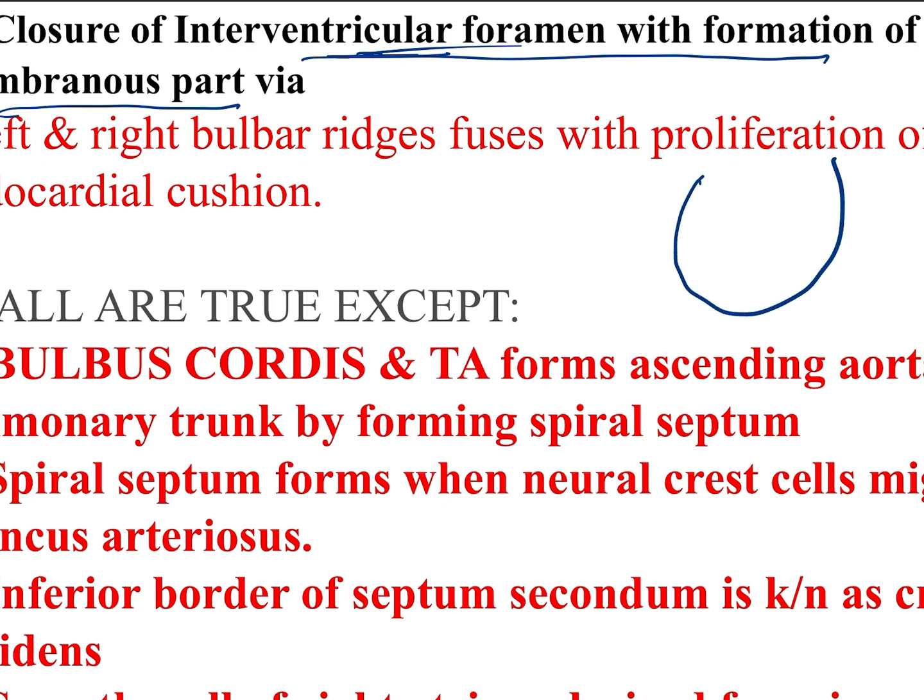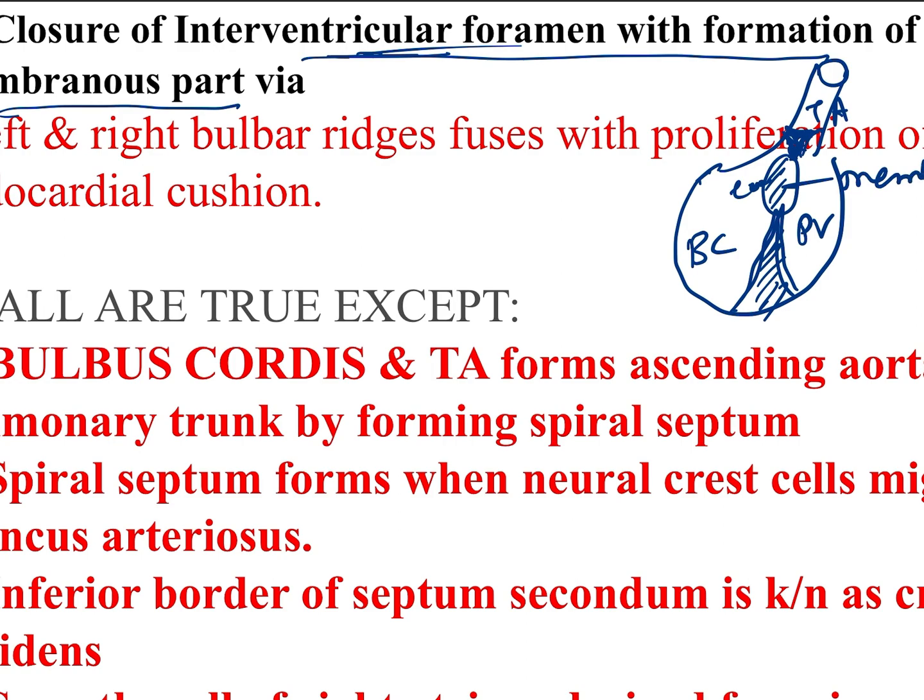We are aware that this is the bulbus cordis, this is the primitive ventricle, and this is the truncus arteriosus. First of all, the membranous part develops through the bulboventricular cavity. Then the bulbar ridges give the bulbar septa. Then endocardial cushions start developing and form the membranous part. If VSDs are seen, mostly they are in the membranous part and 10% in the muscular part.